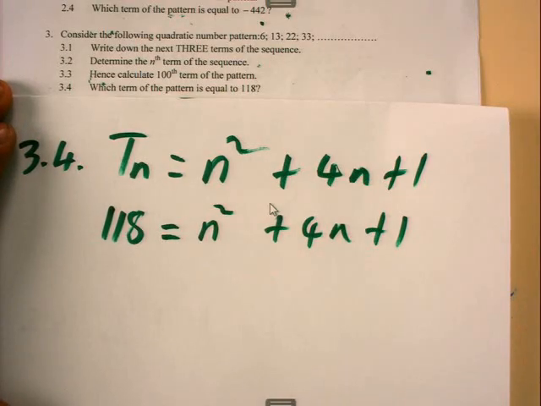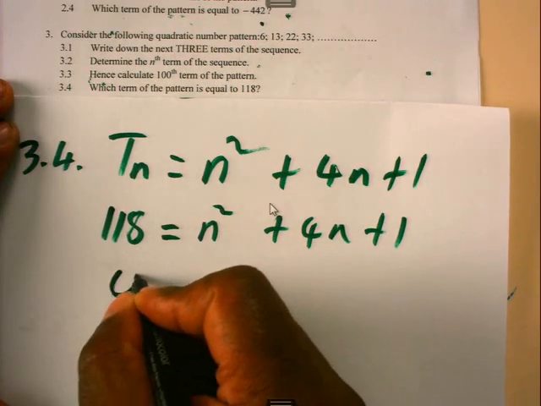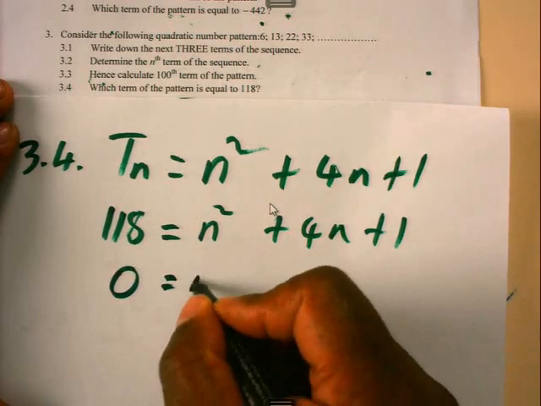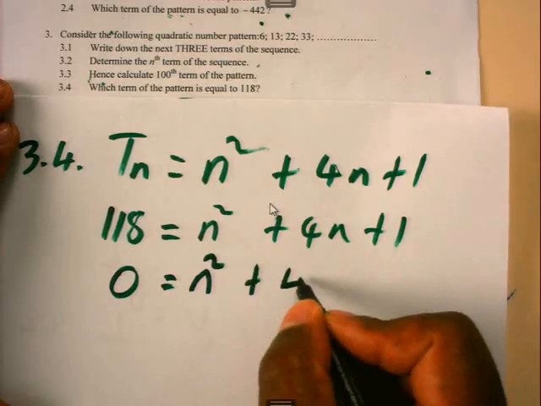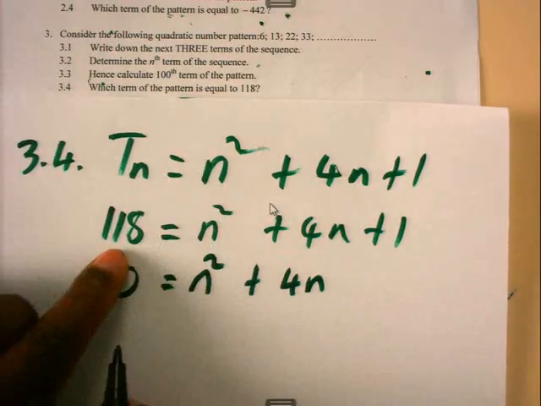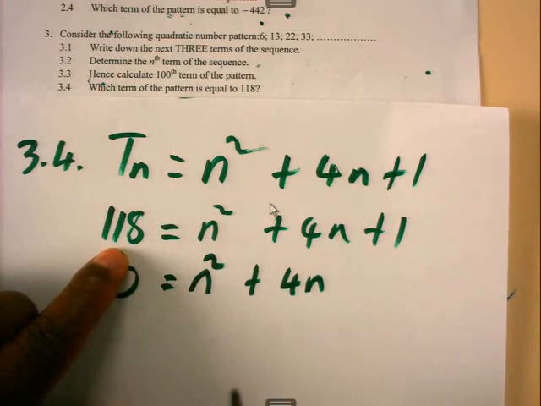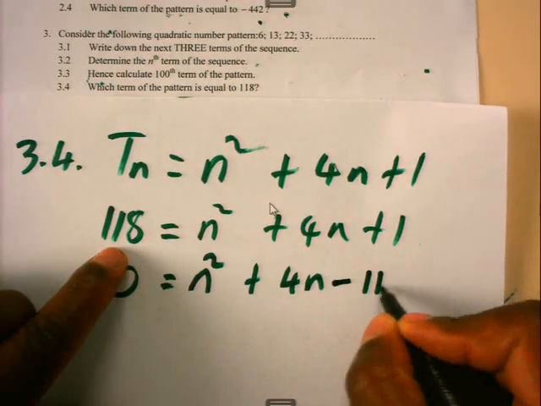So this is a quadratic equation. Let's write it in standard form. n squared plus 4n. You need to transpose 118 to the right. Then it will be 1 minus 118. It will be minus 117.